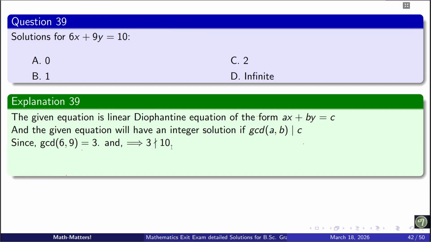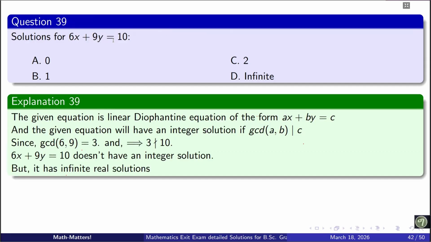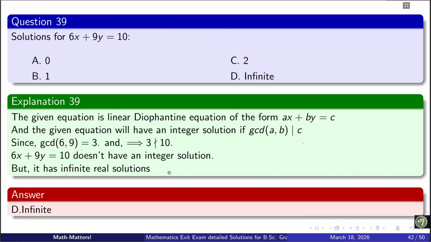But 3 doesn't divide 10. So this is a sufficient condition for this linear Diophantine equation not to have an integer solution. That means it doesn't have an integer solution, but the given equation will have infinite real solutions. Therefore, the answer is D, infinite real solutions.